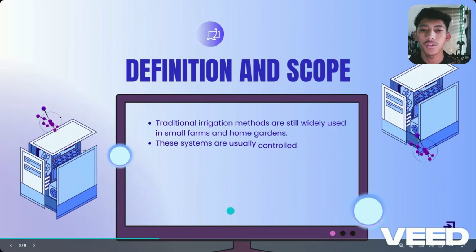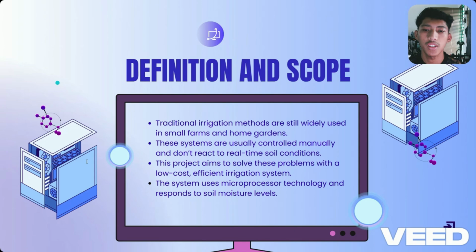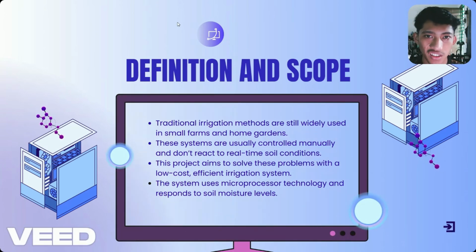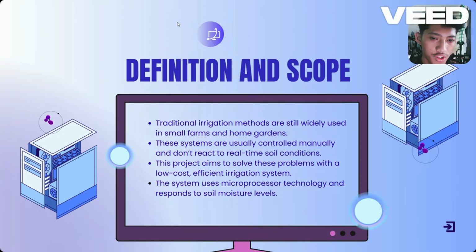So, definition and scope. Traditional irrigation methods are still widely used in small farms and home gardens. These systems are controlled manually and lack real-time feedback, so they often lead to overwatering or underwatering. Advanced irrigation systems exist, but they are high cost, complex, and not suitable for every situation. In this project, we are aiming to solve this problem with a low-cost, efficient irrigation system. The system uses microprocessor technology and responds to soil moisture level.